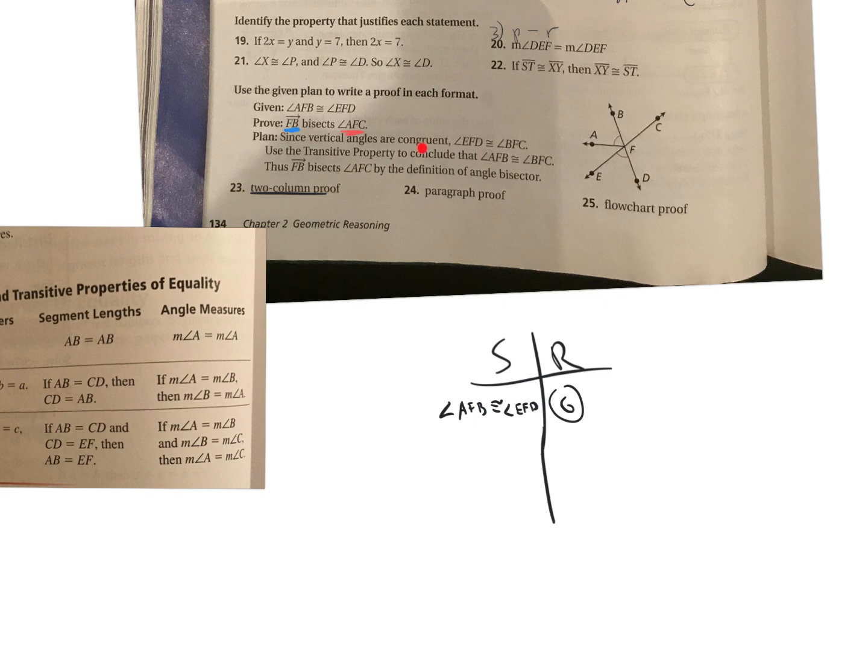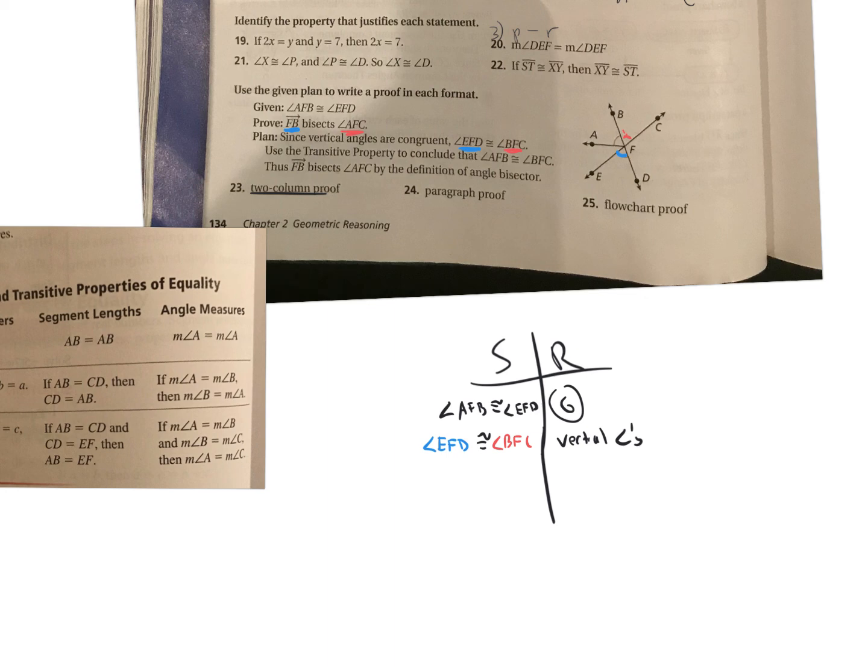Since vertical angles are congruent, EFD is congruent to BFC. So I'm going to color code that. What they're saying is that this angle is congruent to the red angle, which is this, okay? So we could say angle EFD, which I'll keep in blue, is congruent to the red angle, which is angle BFC. Now that is because of vertical angles, okay?